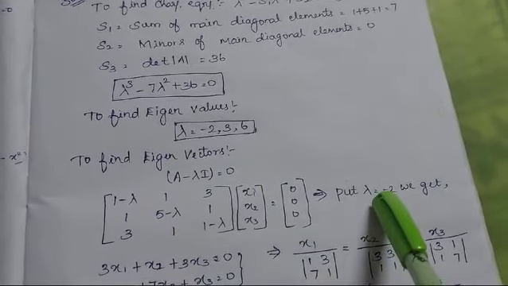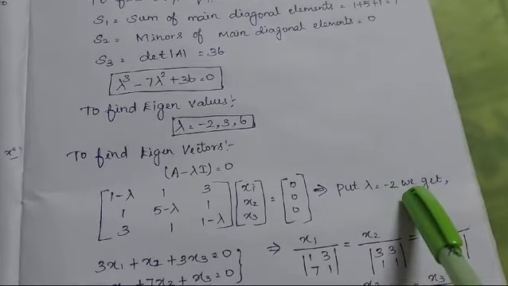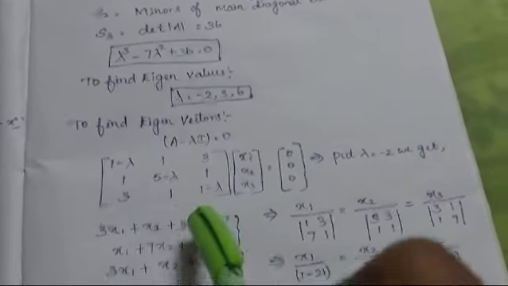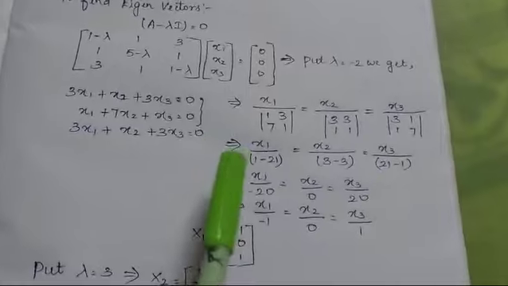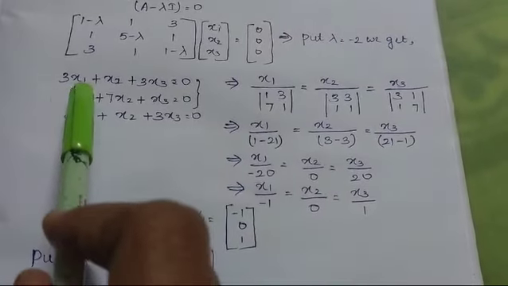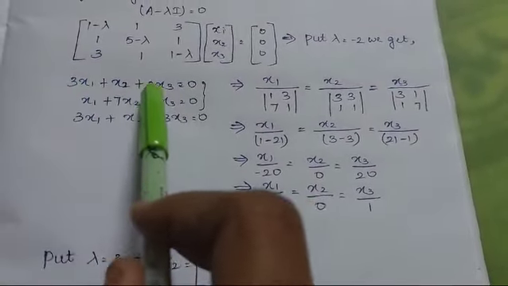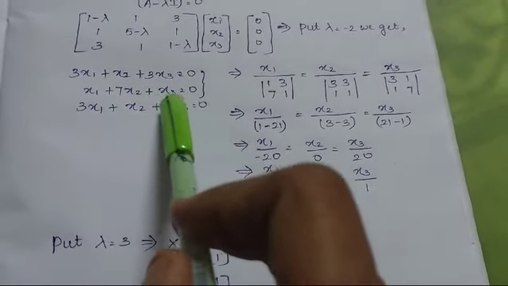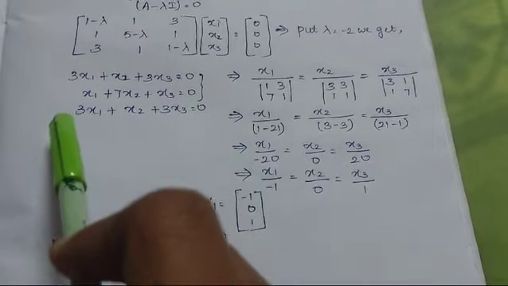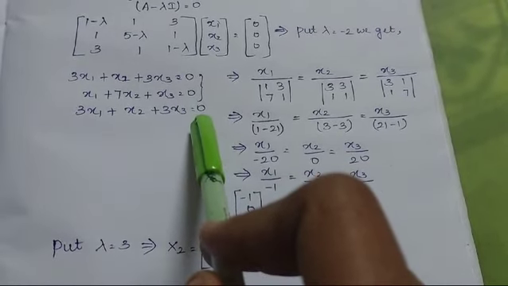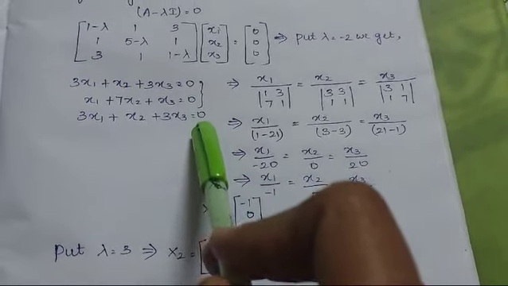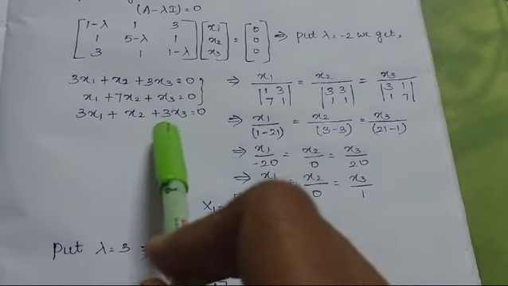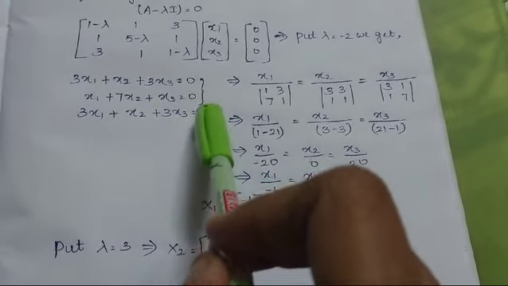By using lambda equal to 2, in this format we can get three equations. 3x1 plus x2 plus 3x3 is equal to 0. Then x1 plus 7x2 plus x3 is equal to 0. 3x1 plus x2 plus 3x3 is equal to 0. So by using this method, we can get the three equations.